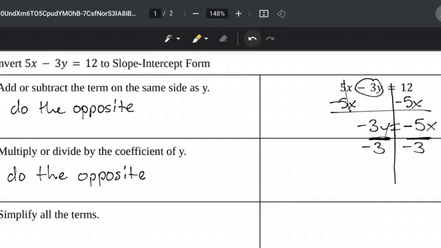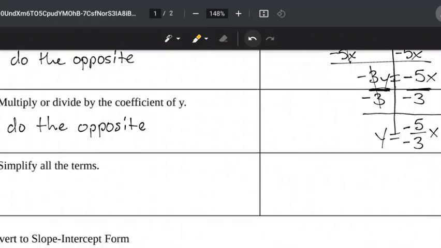So notice how each term on the right side has a divided by negative 3. Now what does this equal? So these cancel out, which leaves us with just y equals. Then we have negative 5 over negative 3x. We're not going to put it into a decimal because slope, we talked about on day 1, day 2, was rise over run, so we're going to leave it in fraction form. And then 12 divided by negative 3 gives us a negative 4.